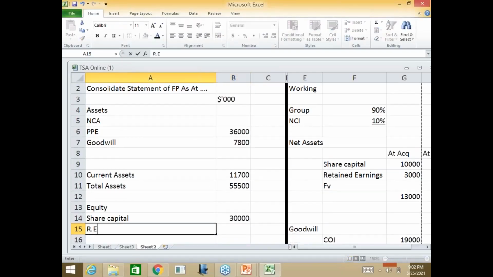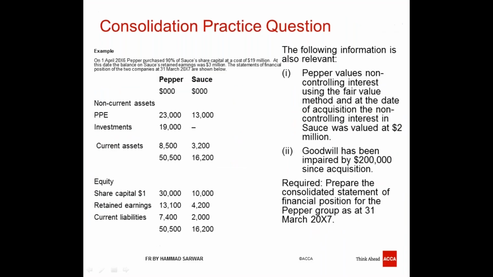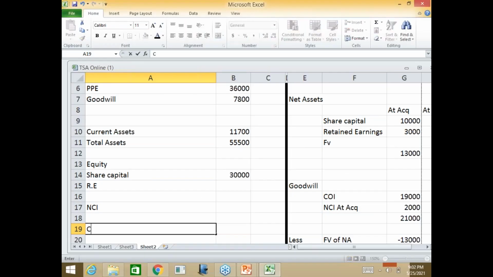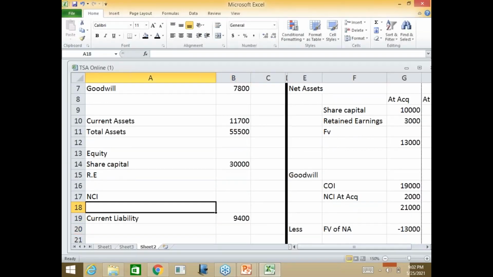Retained earnings. So all you need to do is calculate the retained earnings and NCI. And then we don't have any non-current liability. The current liability is 7,400 plus 2,000. Amount will be 9,400. So if you calculate the retained earnings figure and the NCI figure, you will be able to solve this question.